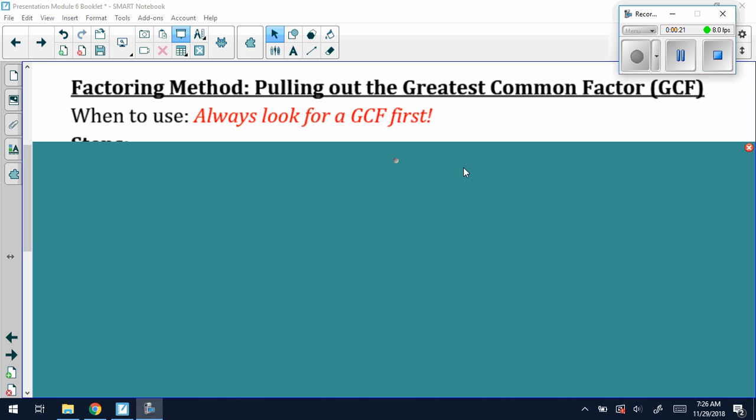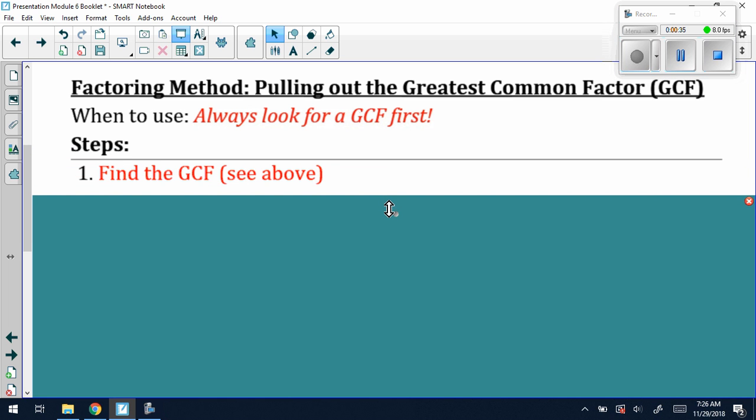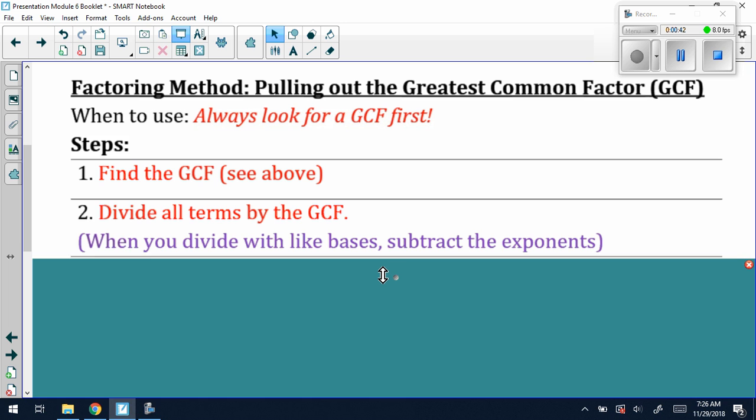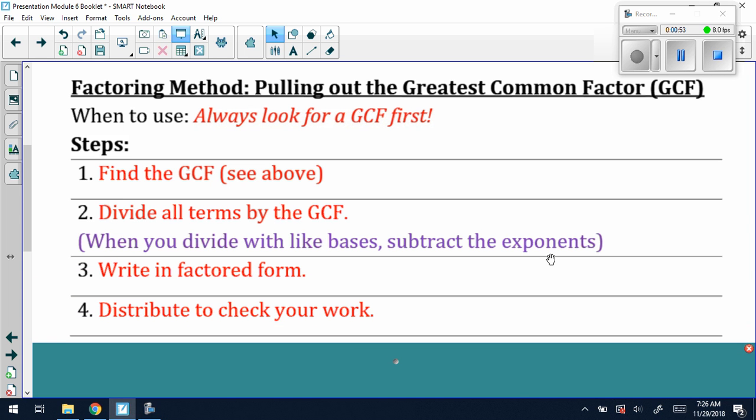Now, we've already talked about what the greatest common factor is and how to find it. Now we're talking about finding it and then factoring by pulling it out. Basically, we are undoing the distributive property. So let's start with our steps. We're going to start by finding the GCF, which we've already talked about. We're going to divide all of the terms by the GCF, remembering when you divide with like bases, you subtract the exponents. Then we're going to write it in factored form and distribute to check your work.